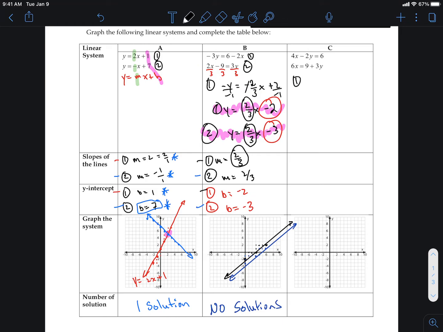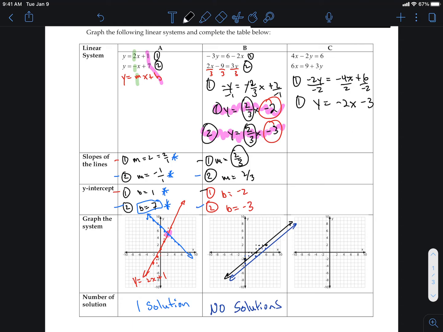I'm just going to try to get y by itself. So negative 2y is equal to negative 4x plus 6. And I can divide both sides by negative 2. And my equation is going to become y equals negative 2x minus 3.